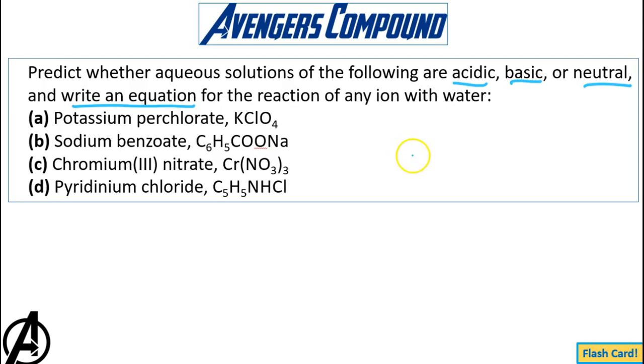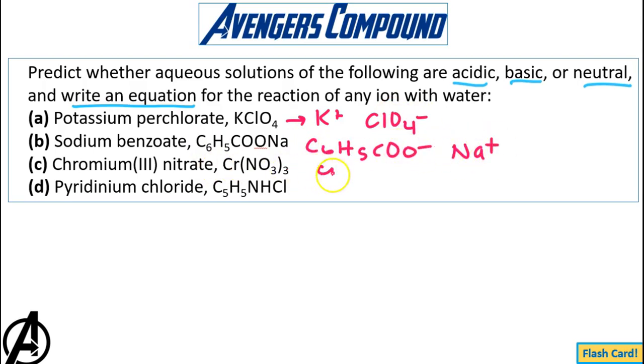And then we're going to write an equation, which essentially just means take whatever weak acid or weak base that you have and mix it with water, right? If it does provide any kind of acidity or basicity. If it's neutral, we don't have to do all that. So the first thing I want to do is basically go out and get all of my different cations and anions. So I have KClO4. That means I'm going to have K+ here, and I'm going to have ClO4-. Here I'm going to have C6H5COO- and Na+. Here I'm going to have Cr3+ and NO3-. And then here I'm going to have C5H5NH, and then I'm going to have Cl-.